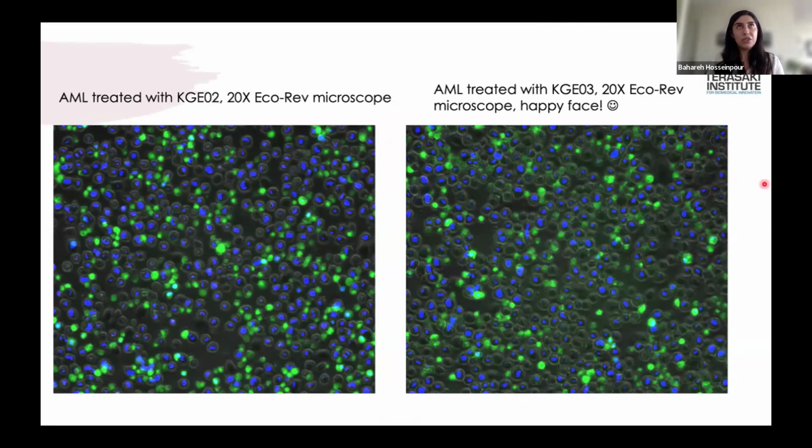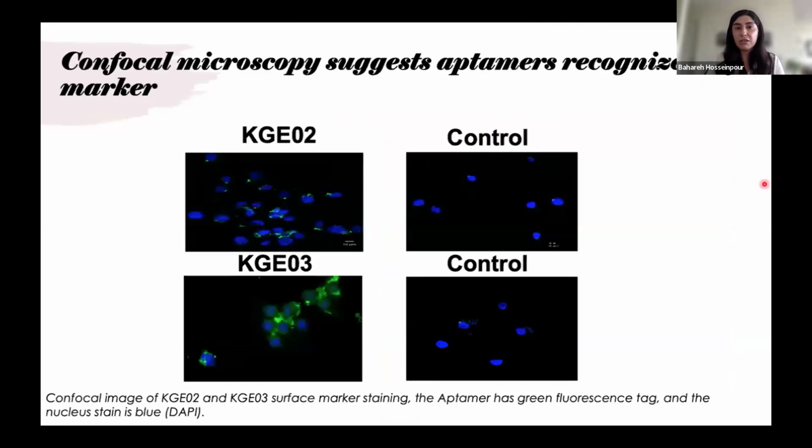We also visualized this with confocal microscopy, and we got similar results, with some punctate localization of aptamer 2 happening at specific sites of the cells. We also saw some internalization of the aptamer into the AML cells. So we started thinking, might some type of organelles take up the aptamers or not?